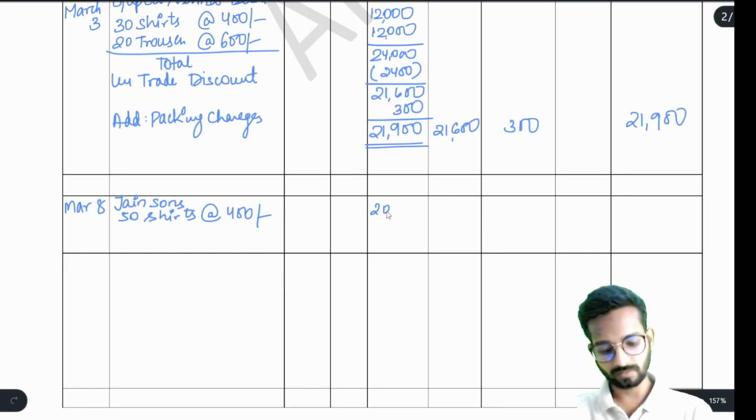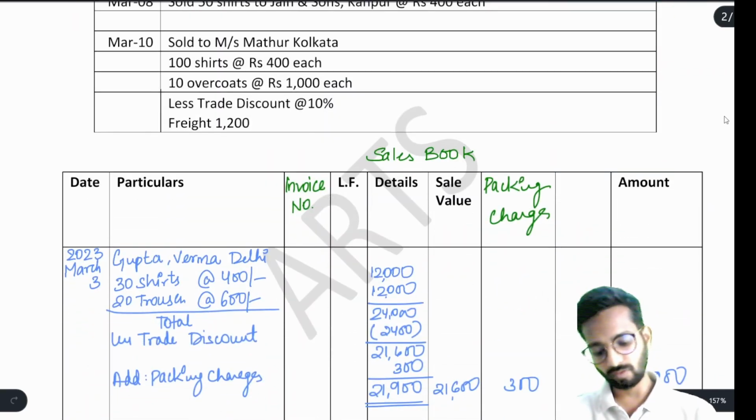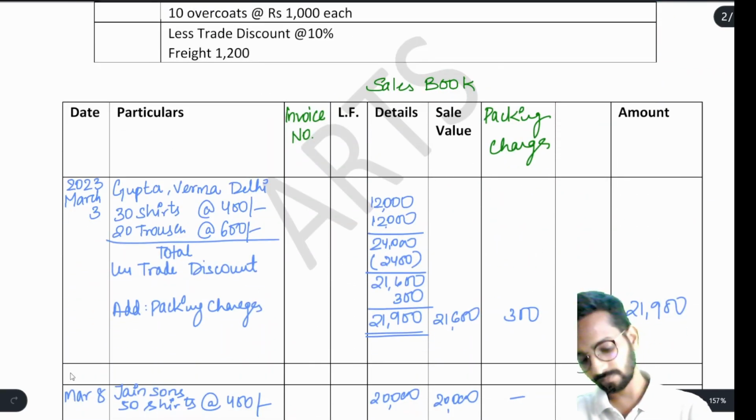Fifty-fours are 20,000. There is no discount, there is no packing charges. So here also 20,000 nil and 20,000 in here. Now, next question. For March 5, you can write here directly no entry.